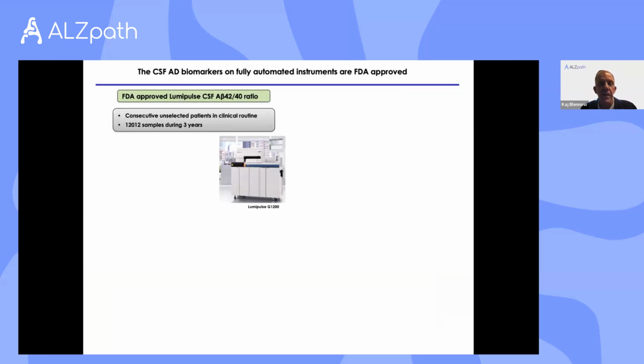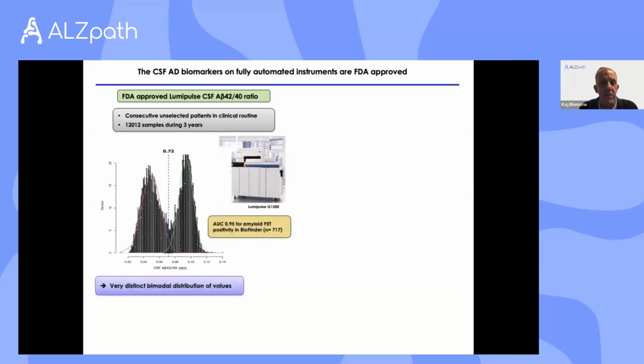This is A beta 42/40 ratio in CSF on the LumiPulse during 3 years, so different batches of reagents, different technicians, and completely unselected patients. More than 12,000 samples, and this is how it looks. You have a very distinct bimodal distribution of values, and you have an AUC of 0.95 even here. And if you compare that to amyloid PET, you end up this high.